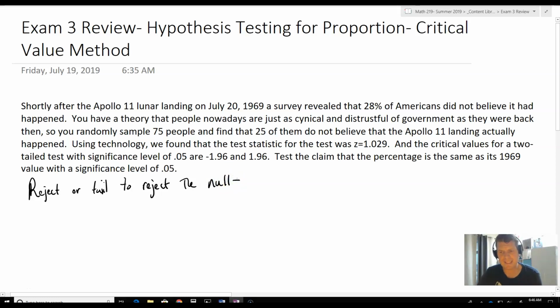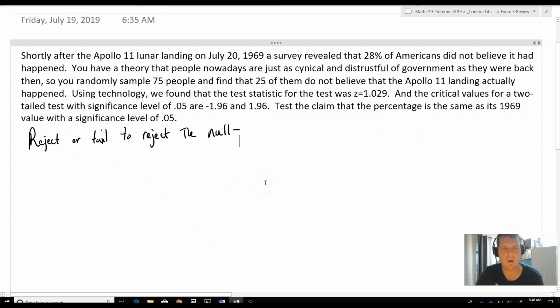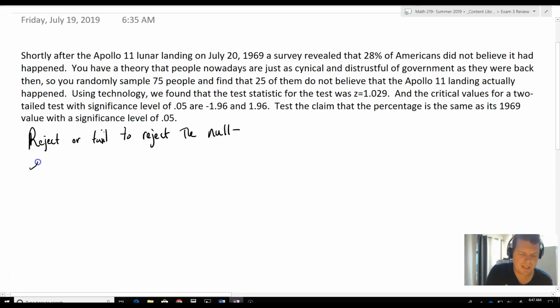Now, given that that's going to be my goal, I need to know what my null hypothesis is. And essentially that's going to be p equals 0.28. Notice it's a percentage, and that it's a percentage of Americans who did not believe it had happened. So my H naught, my null hypothesis, is going to be p equals 0.28.